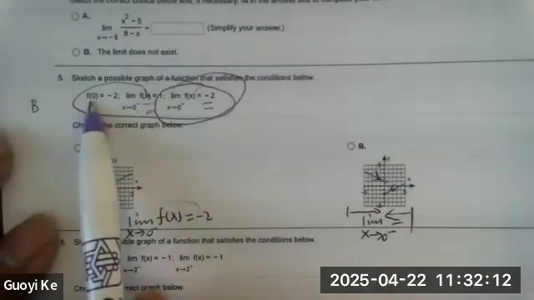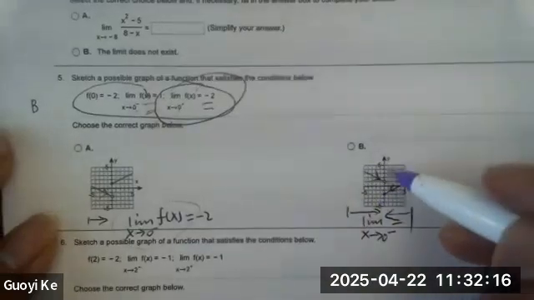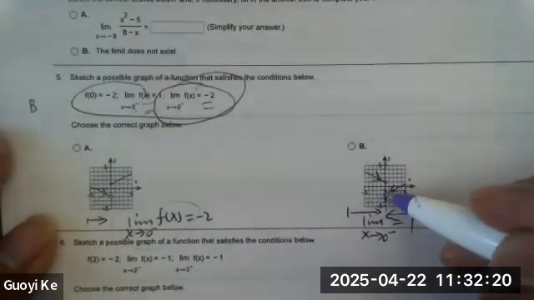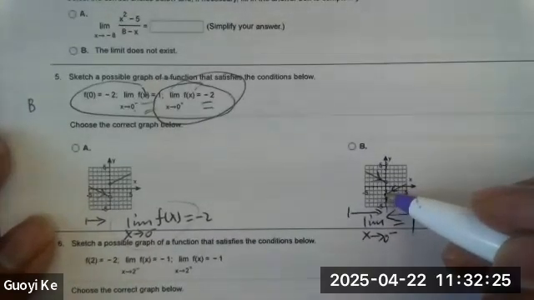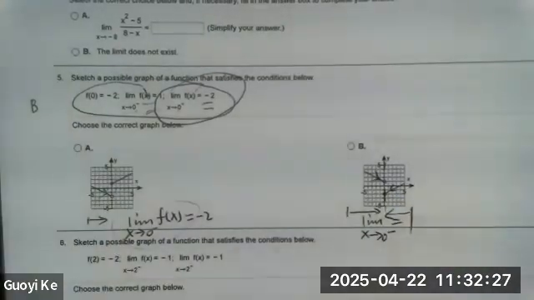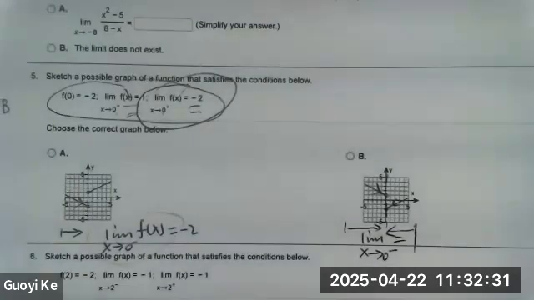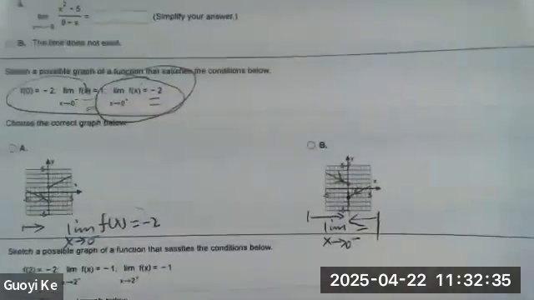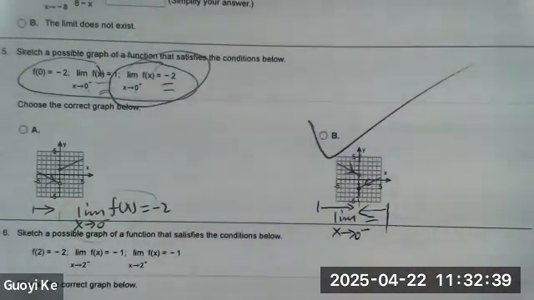And also you can check f(0). That means you draw a vertical line at 0, and then you can find a solid point here. This solid point has a y value of -2. So these conditions are satisfied. So the answer should be B.